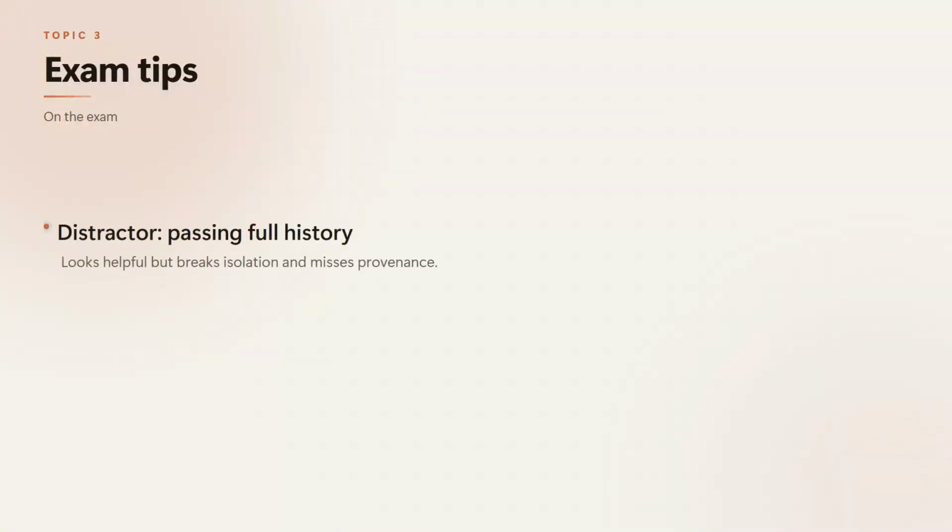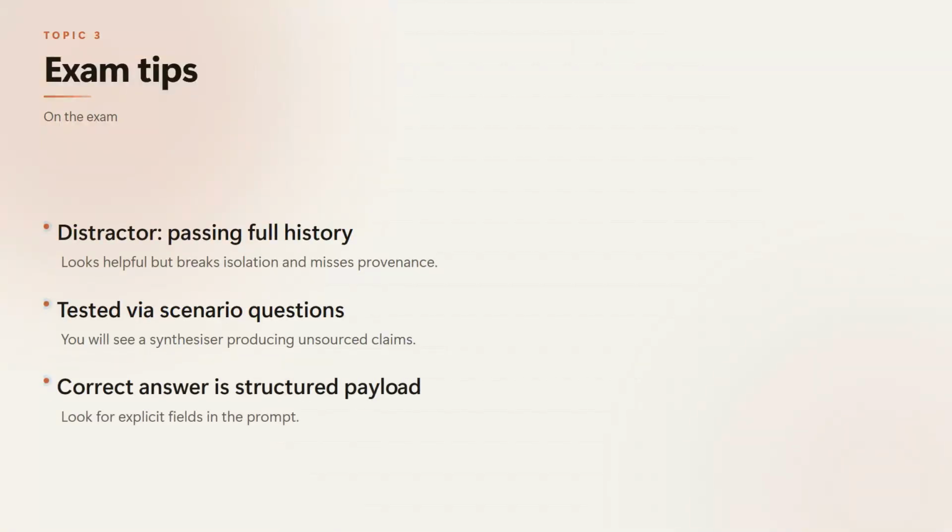On the exam, the distractor that catches people is passing the full parent history to the subagent. It looks like a thorough solution, but it breaks the isolation that keeps the system manageable and still does not create a claim-to-source mapping. You will see scenario questions where a synthesizer produces unsourced claims, and the correct answer is always to pass a structured payload with explicit fields in the prompt. This is testcraft, know the pattern, not just the theory.